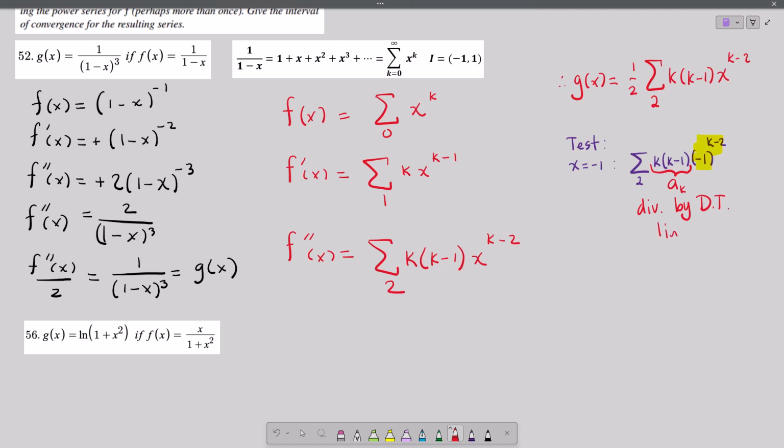So the limit of a sub k is non-zero. If it's non-zero, it diverges. All right, now let's test the other endpoint, and we're going to have something similar. When we test x equals 1, plugging in 1 here, the series becomes, it doesn't even matter where it starts, we'll put a 2 there anyway. So we get k times k minus 1. 1 to any power is 1. Same thing, there's your a sub k. This is going to diverge by the divergence test.